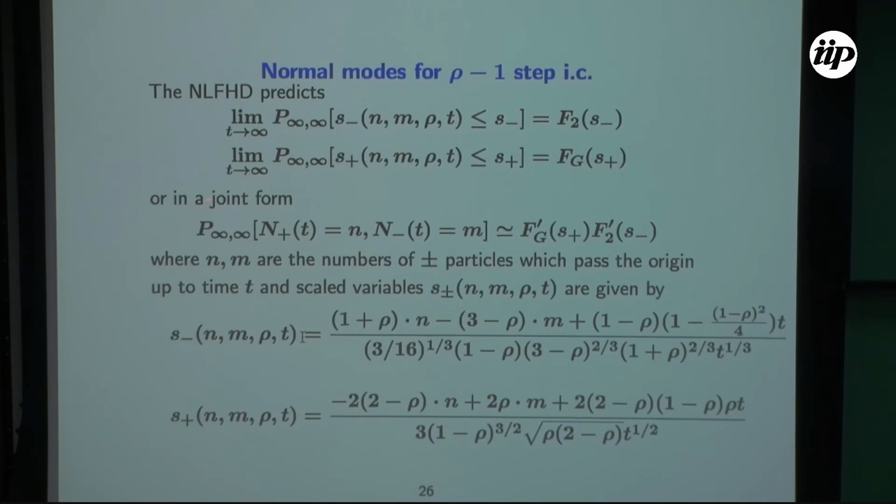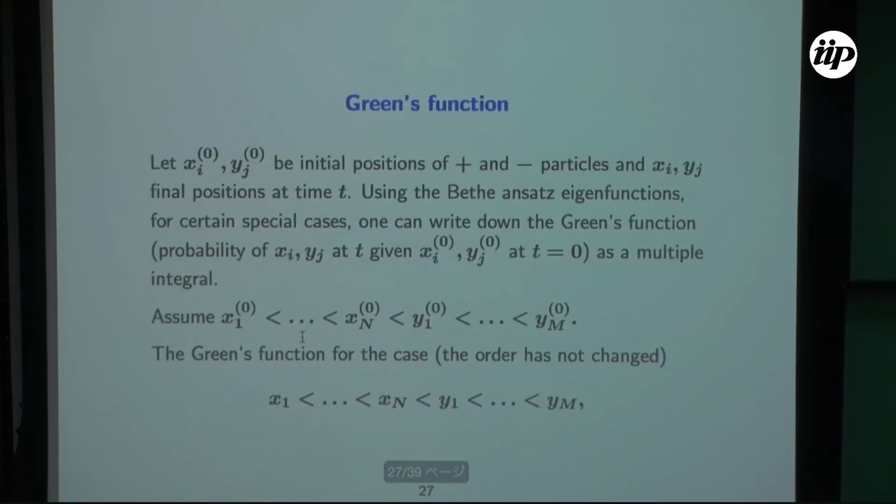And we generalized these conjectures a little bit to a joint form: if we look at this joint distribution, then this should be given by a product of two distributions, the GUE Tracy-Widom distribution and a Gaussian. So this is basically the conjecture from nonlinear fluctuating hydrodynamics for our particular case.